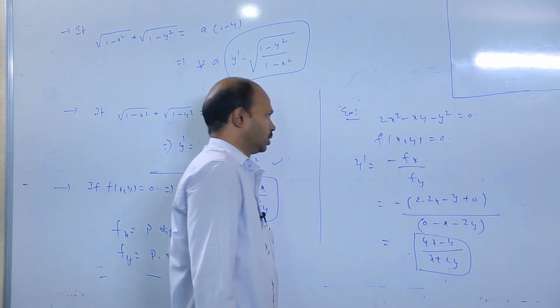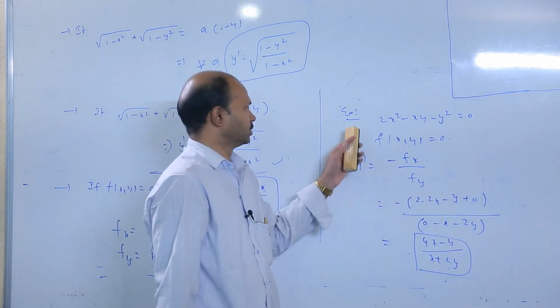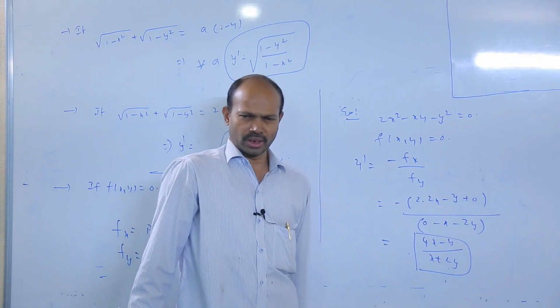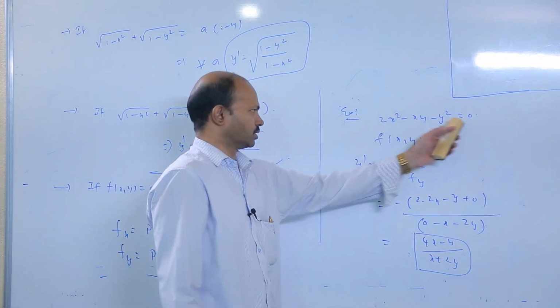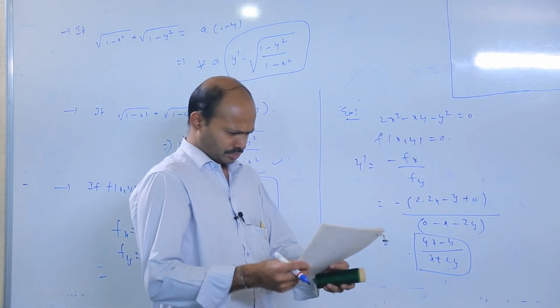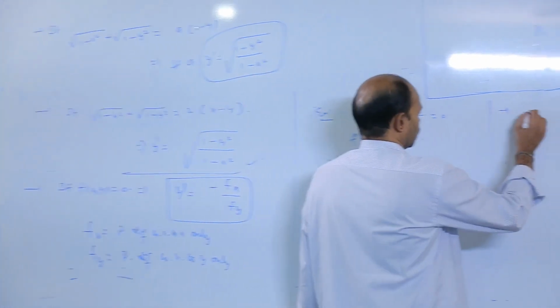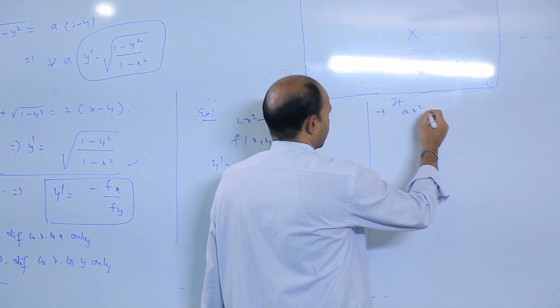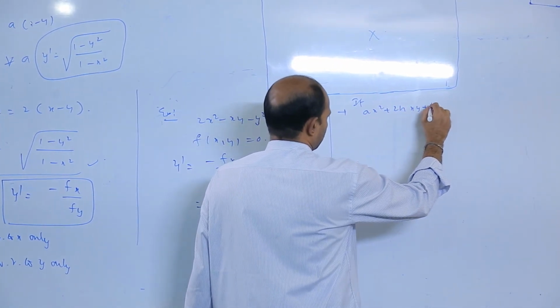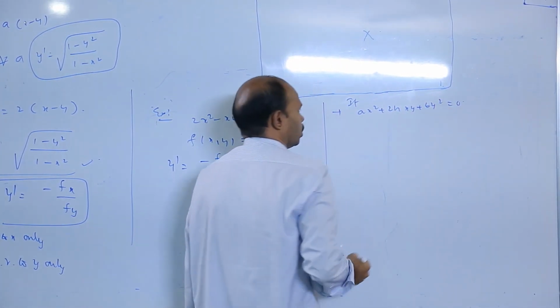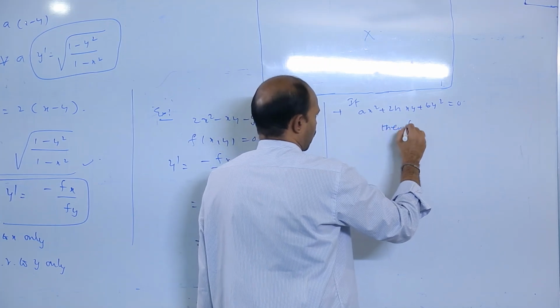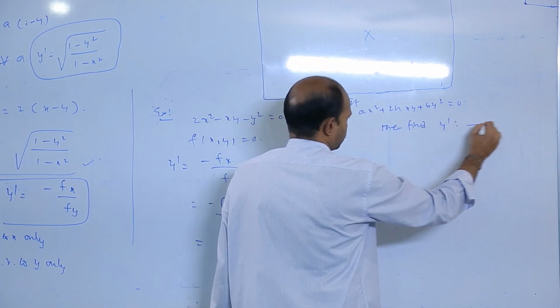So like that we can do the derivative whenever the given expression is in the form of a function of x and y, an implicit function of x and y. For example, consider another example. If ax square plus 2hxy plus by square is equal to 0, then find y dash.